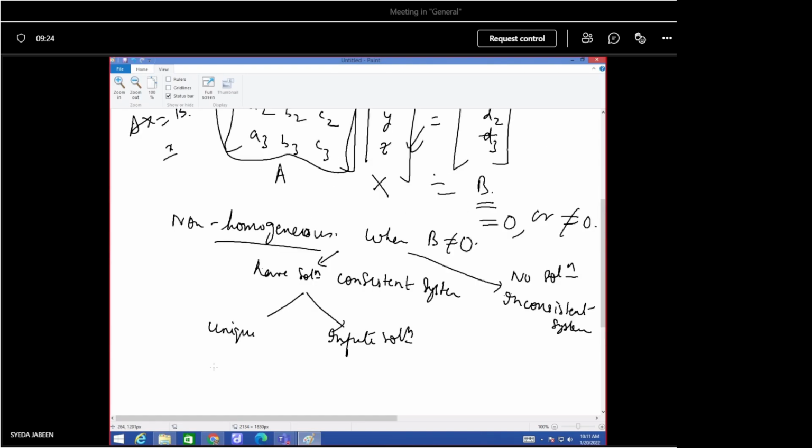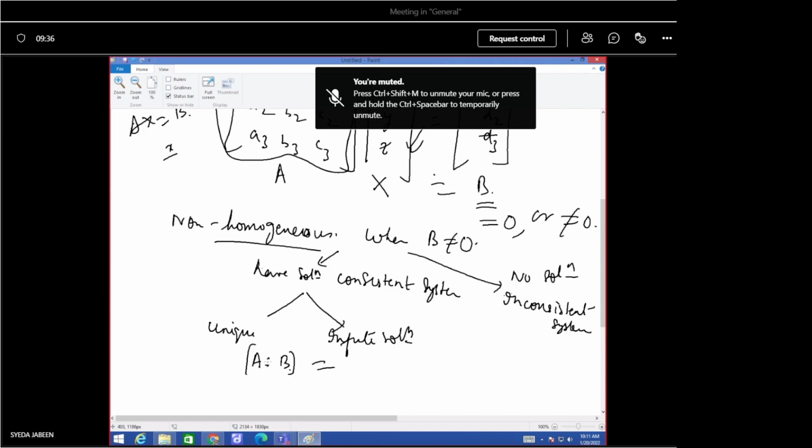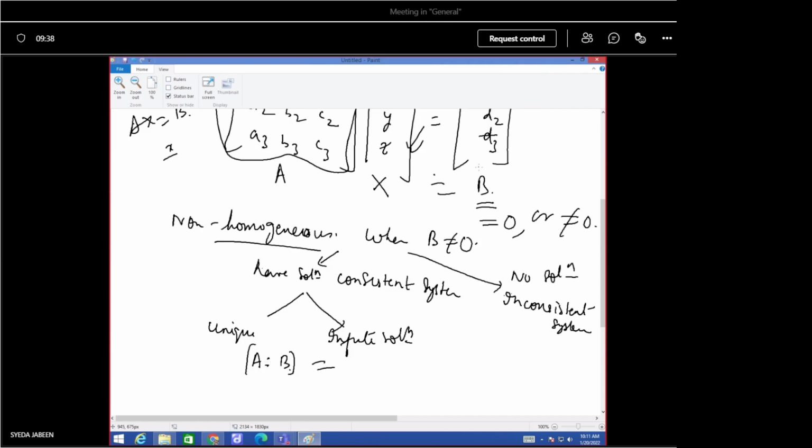So we construct a matrix written in the form A | B. A | B means you will have this matrix. This symbol is actually dividing the elements of A from the B elements. So this matrix is called the augmented matrix.